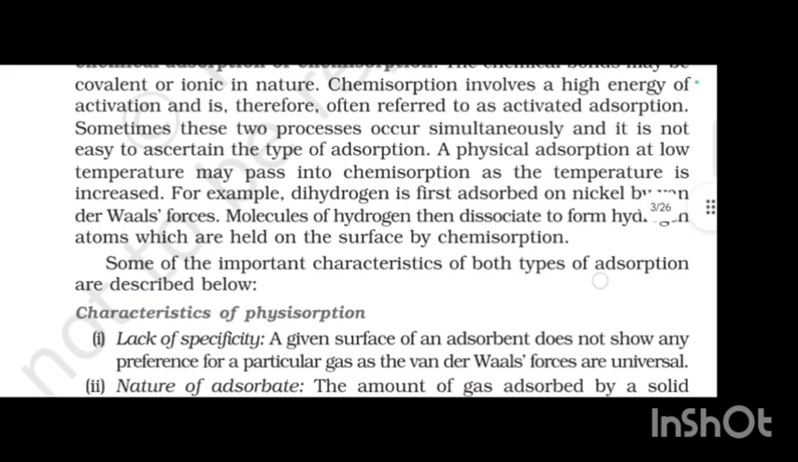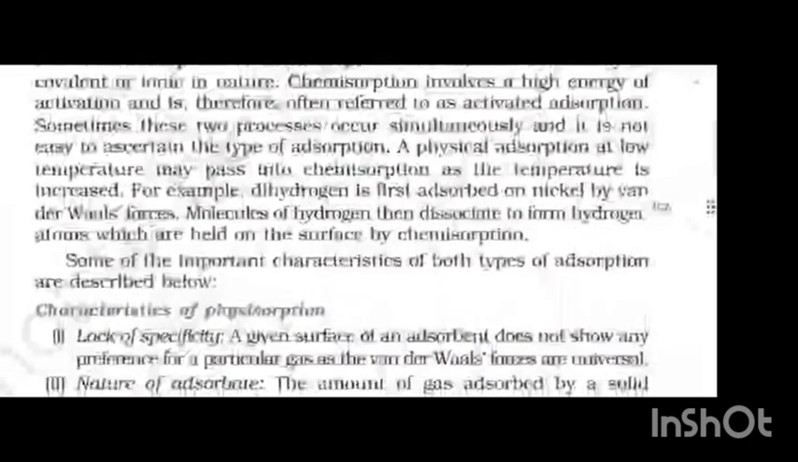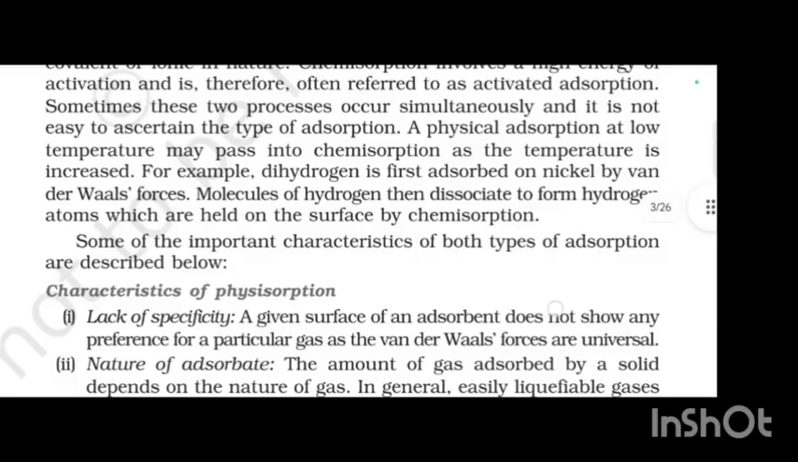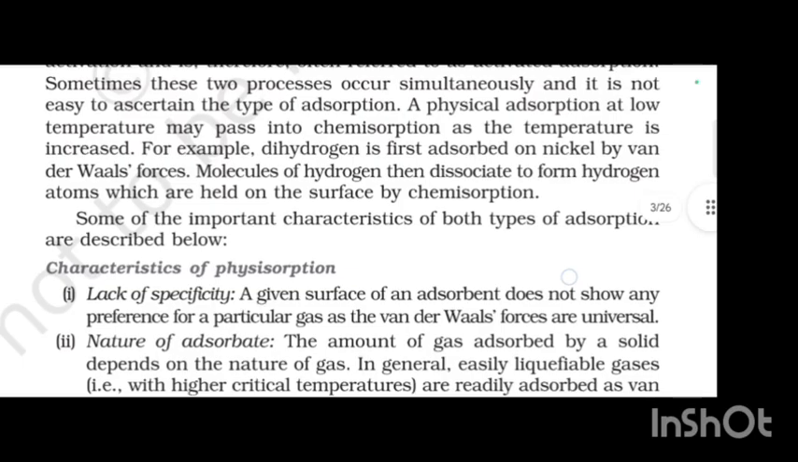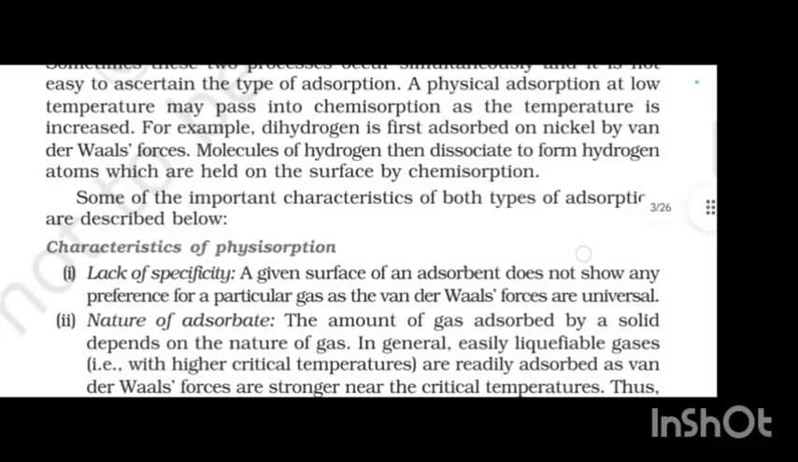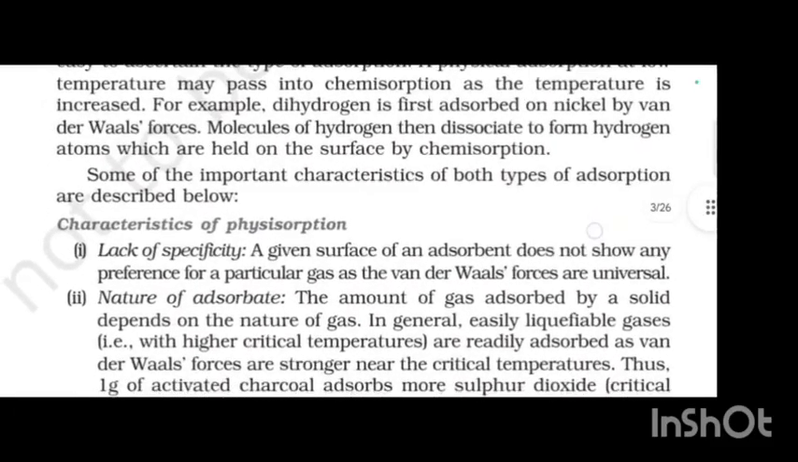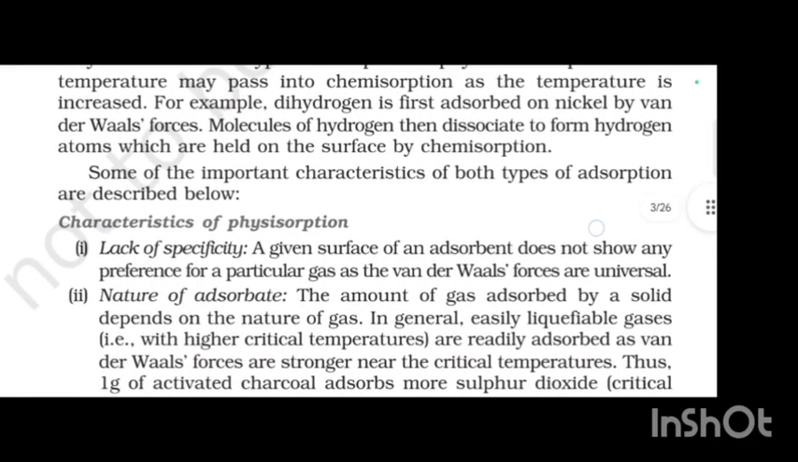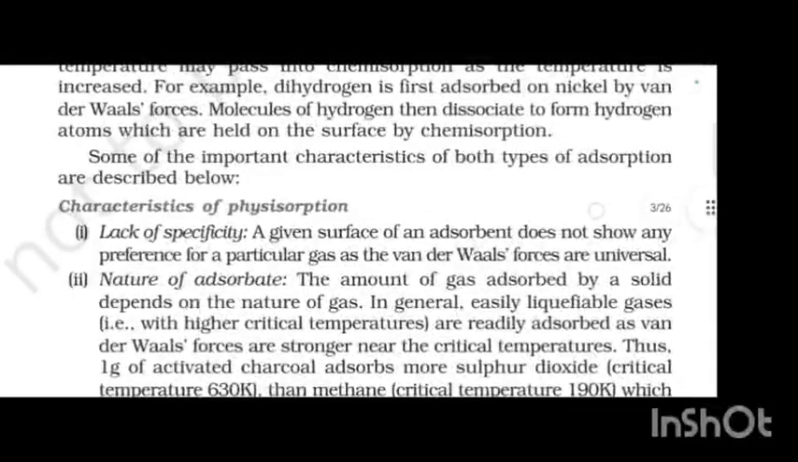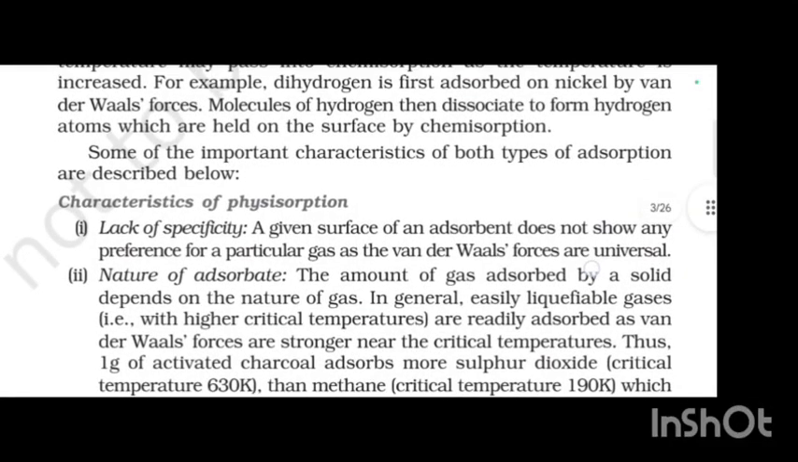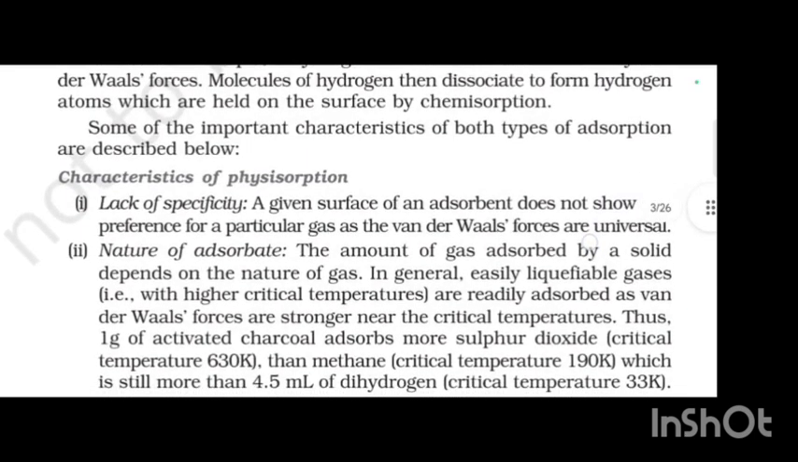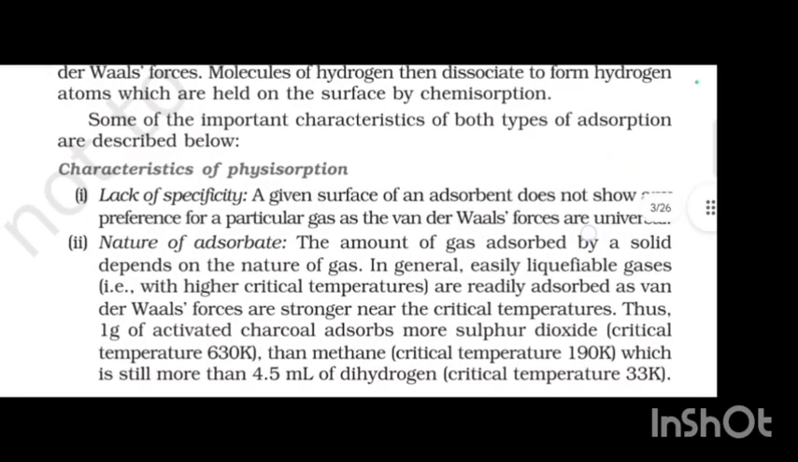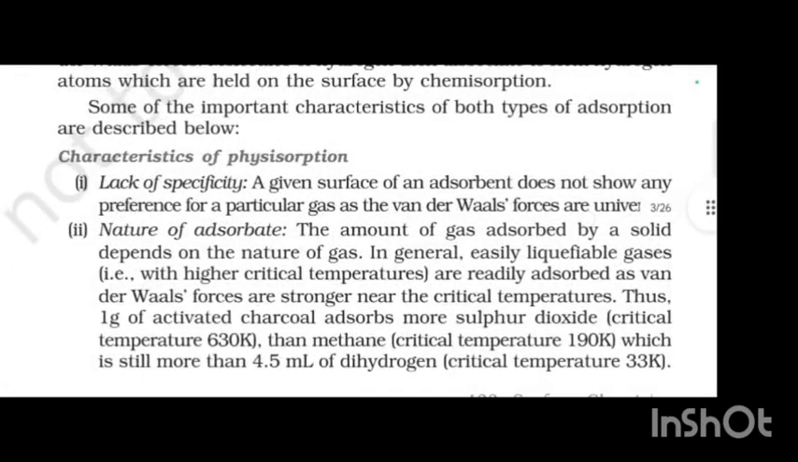Chemisorption involves a high energy of activation and is therefore often referred to as activated adsorption. Sometimes these two processes occur simultaneously and it is not easy to ascertain the type of adsorption. A physical adsorption at low temperature may pass into chemisorption as the temperature is increased. For example, dihydrogen is first adsorbed on nickel by van der Waals forces. Molecules of hydrogen then dissociate to form hydrogen atoms which are held on the surface by chemisorption.